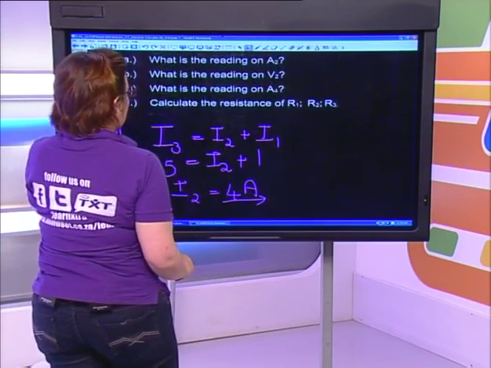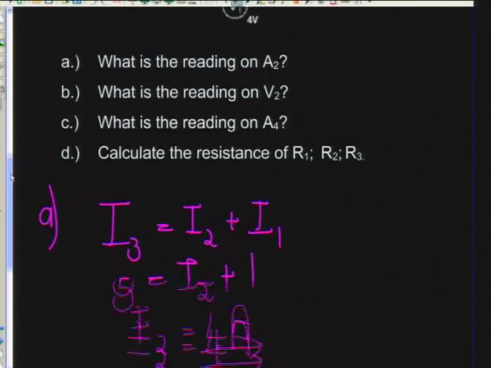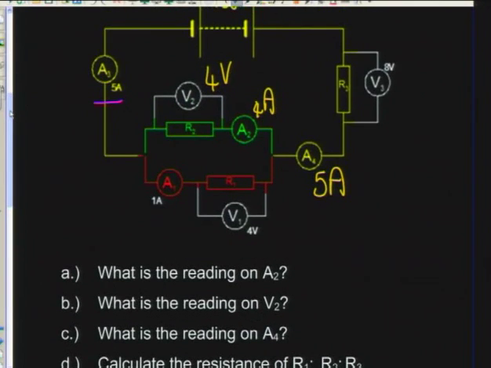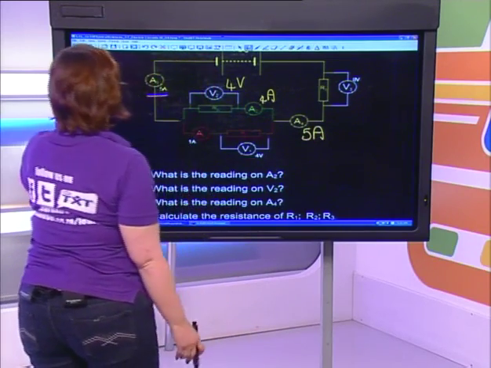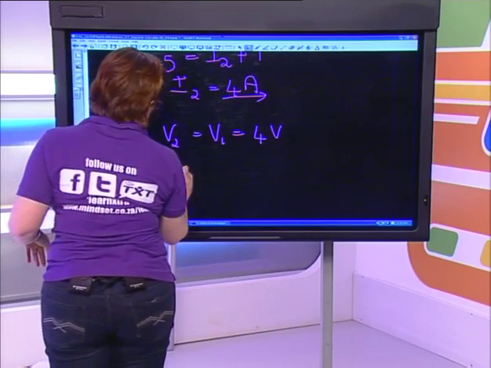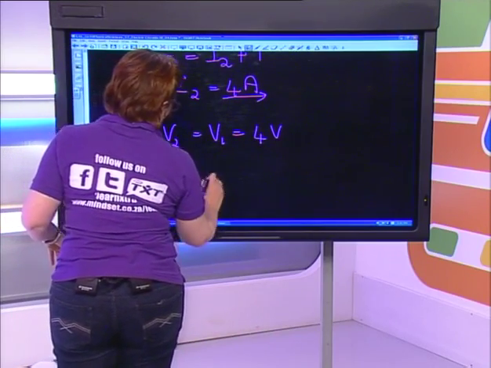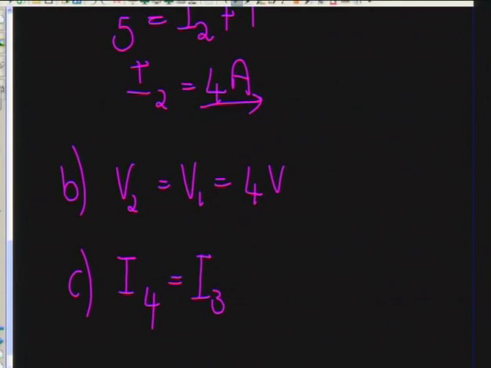Question C. Now they say, what is the reading on A4? We worked that out as well. Can you see why we do this? Because it actually helps us. We said A3 and A4 are equal because they're both in series. So I4 equals I3, which equals 5 amps. We're happy bunnies right now. Now we get to the fun question.